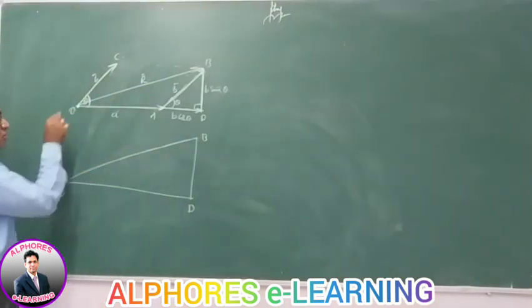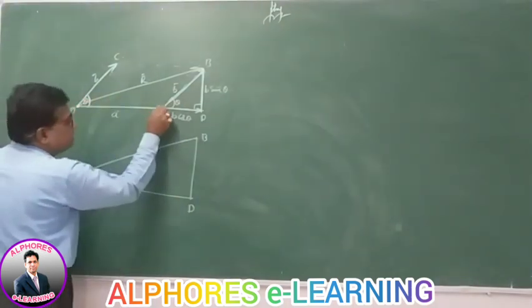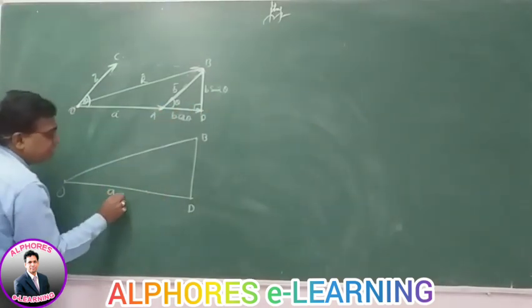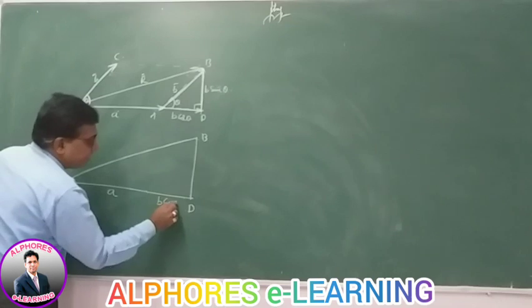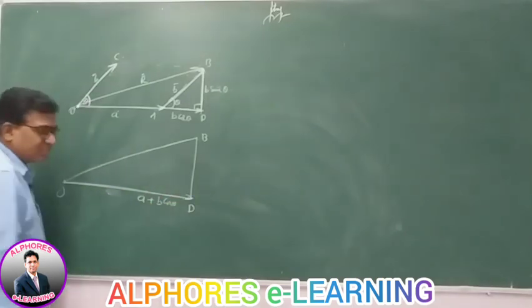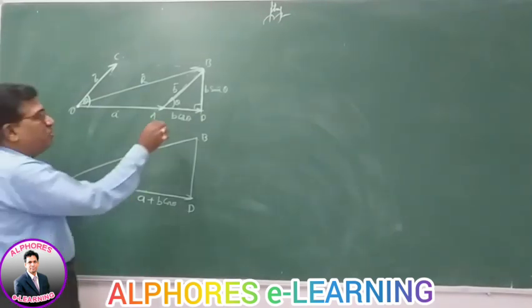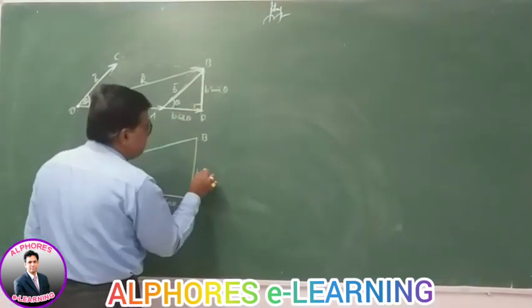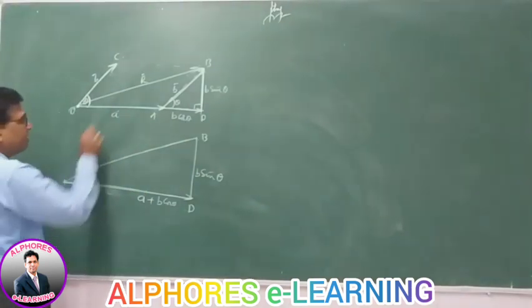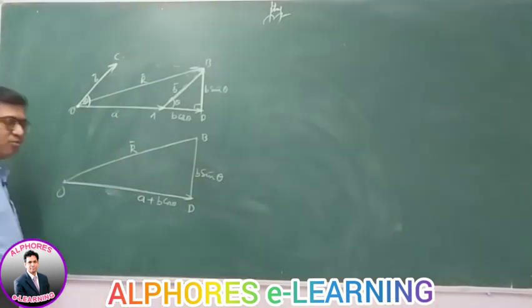Now in this one, OD is OA plus AD. So this is OA plus AD. OA is A, AD is B cos theta. So OD is A plus B cos theta. And you know BD, this is B sin theta. And our resultant vector is OB.